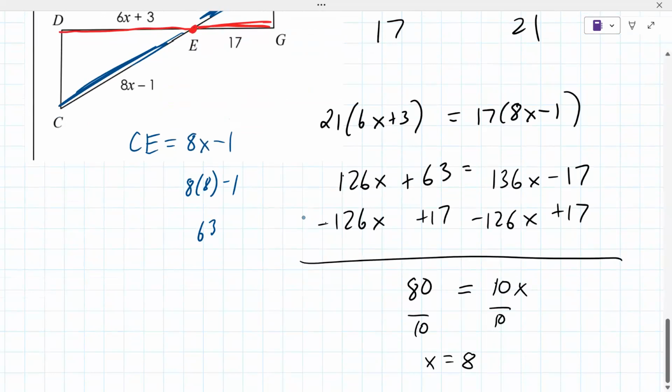These are sides, they're not degrees. Well, whatever it is, it's 63. All right, good. Okay, let's look at number 8.